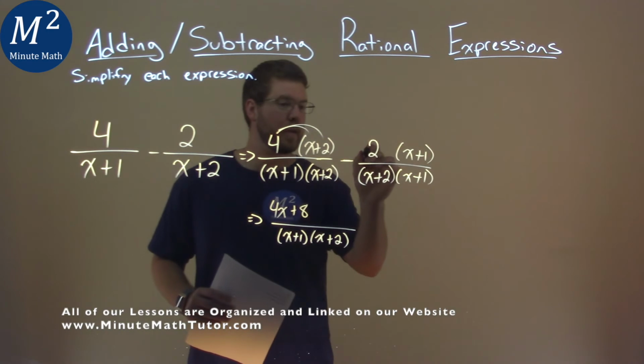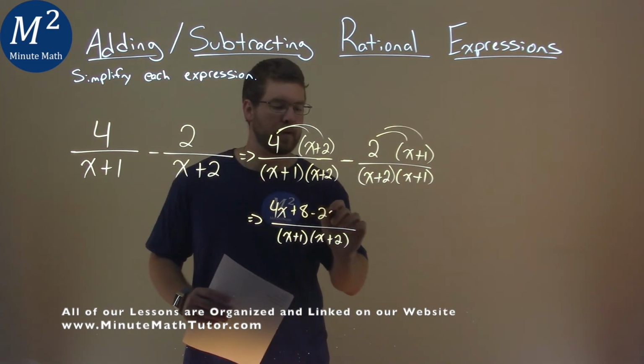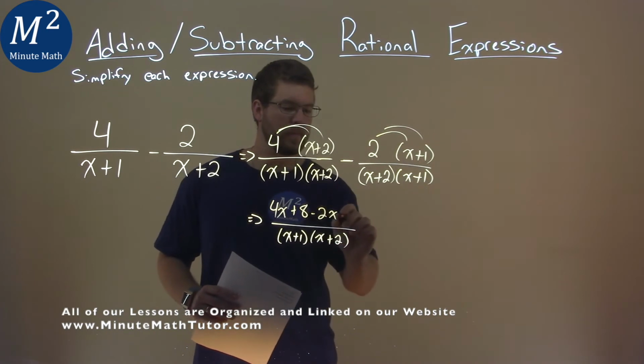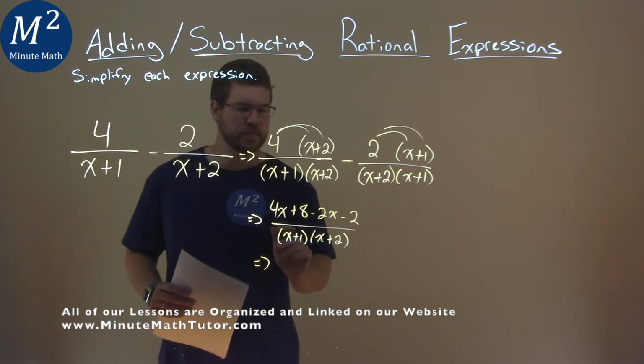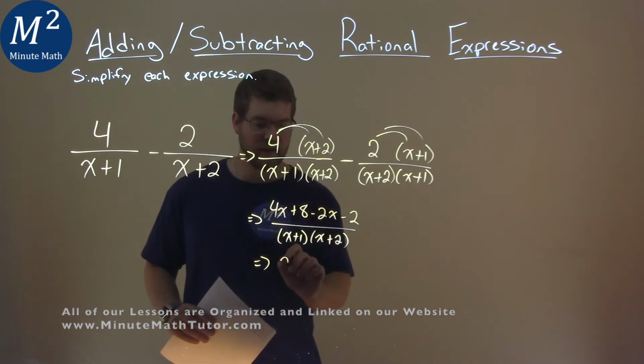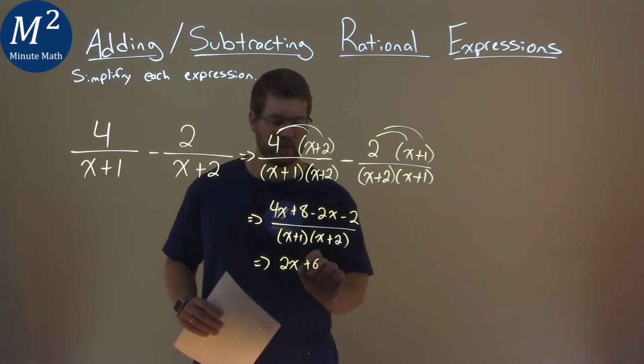Remember, this minus sign gets distributed as well. Negative 2 times x is a minus 2x. Negative 2 times 1 is a minus 2. We now need to combine our like terms. 4x minus 2x is 2x here. 8 minus 2 is this positive 6.